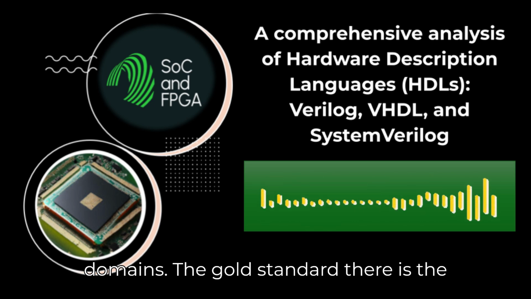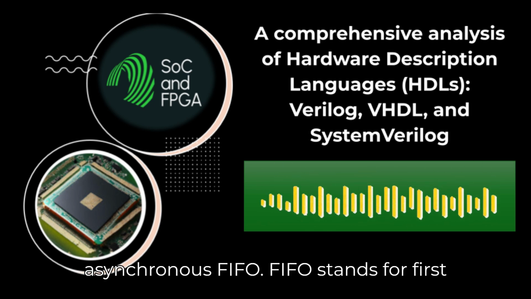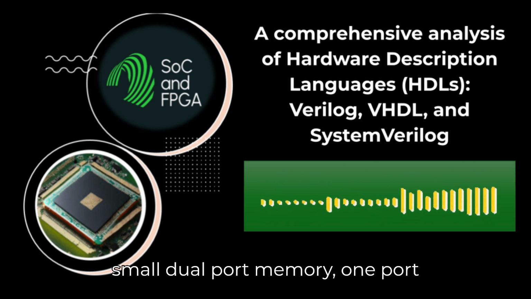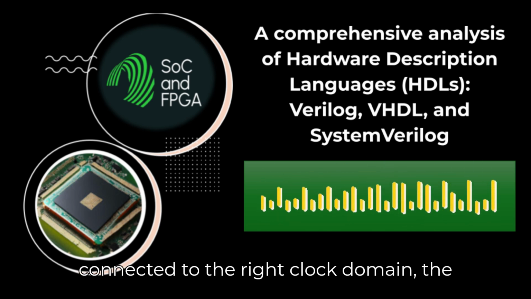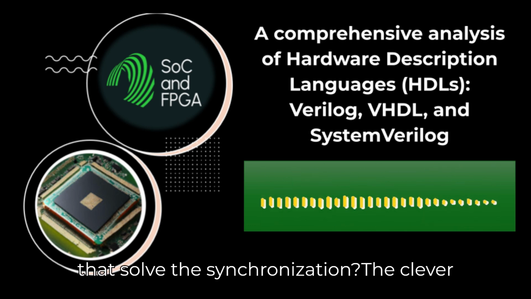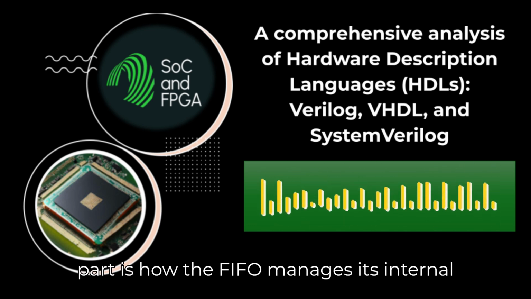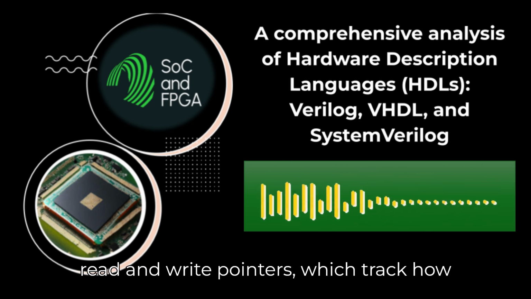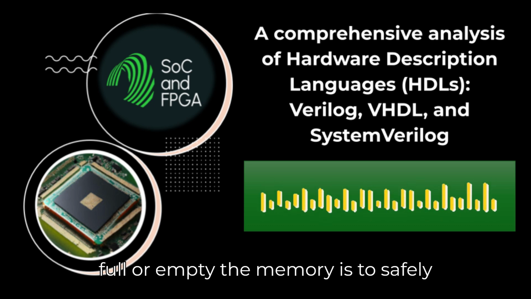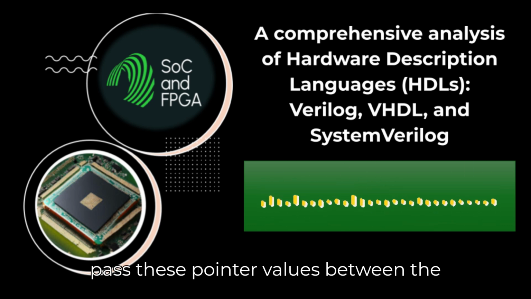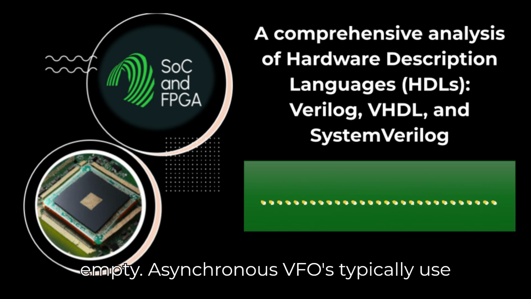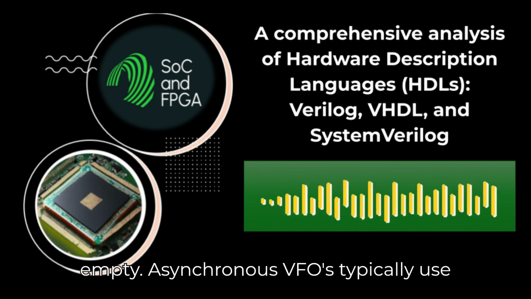The gold standard there is the asynchronous FIFO. FIFO stands for first in, first out buffer. It's essentially a small dual-port memory, one port connected to the write clock domain, the other to the read clock domain. How does that solve the synchronization? The clever part is how the FIFO manages its internal read and write pointers, which track how full or empty the memory is. To safely pass these pointer values between the clock domains, so the write side knows if it's full and the read side knows if it's empty, asynchronous FIFOs typically use gray code.